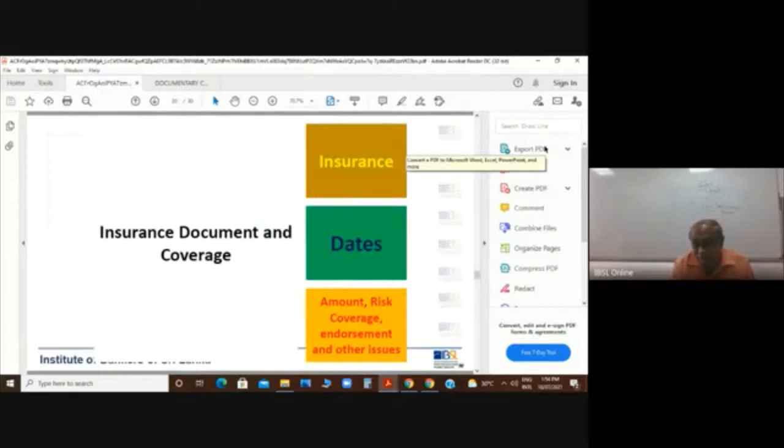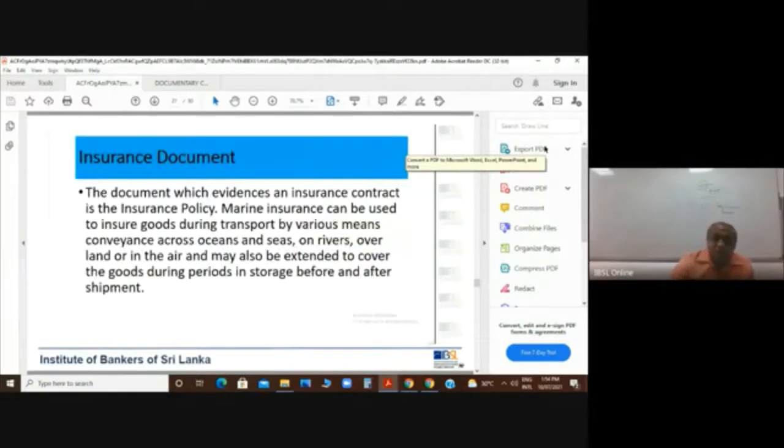Then the insurance documents, right? Insurance document, that also plays a major role. Insurance. Why? Why insurance?